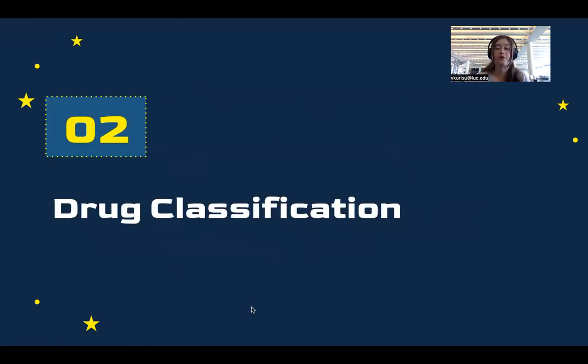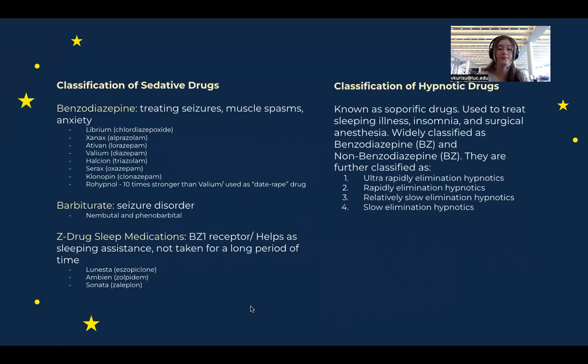On to part two, the drug classification. Sedative drugs and hypnotic drugs are classified differently. For the sedative drugs, one of the main classes is benzodiazepines, which are mainly used to treat seizures, muscle spasms, and anxiety. Then here are some of the drugs that are classified under benzodiazepines, such as Librium, Xanax, Ativan, Valium, Restoril, Serax, Klonopin, and Rohypnol.